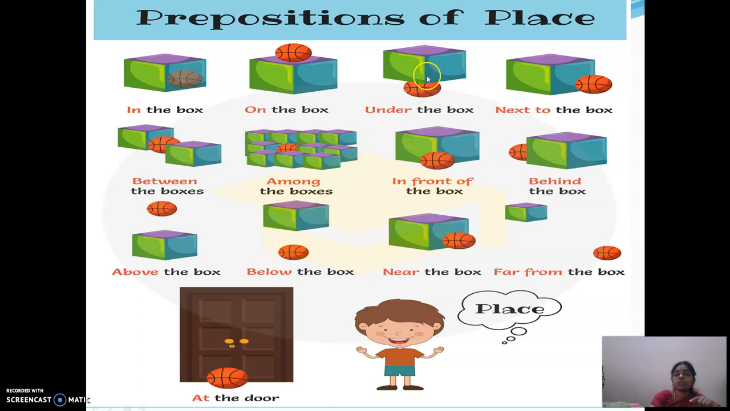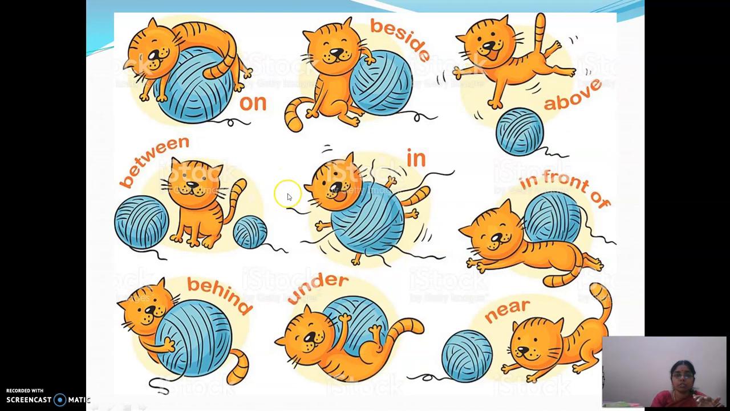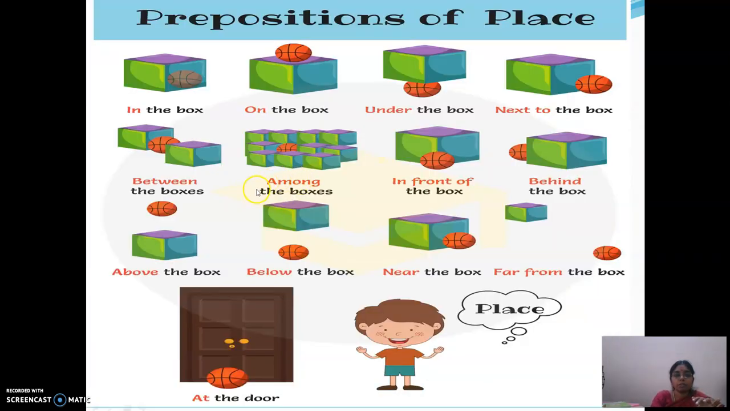Okay. Under means two things are touching each other: the surface of the ball and the box touch each other. Whereas below, can you see in the picture below, the box and the ball have a gap in between, isn't it? The same way, on and above, over also. On is touching, above has more gap, and over, the box and the ball will have some distance, a very small amount of distance, whereas above will have more distance, right?